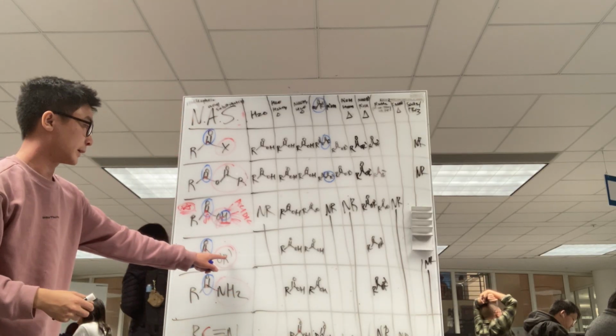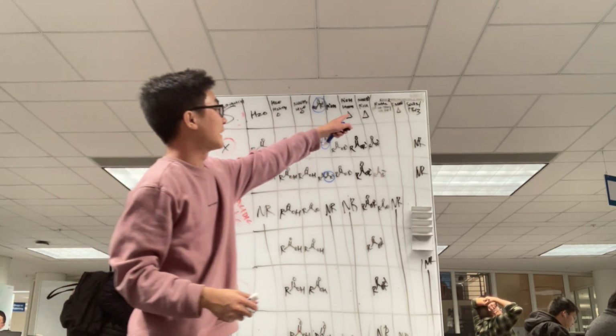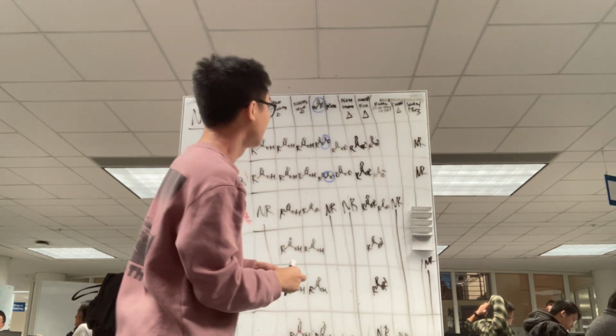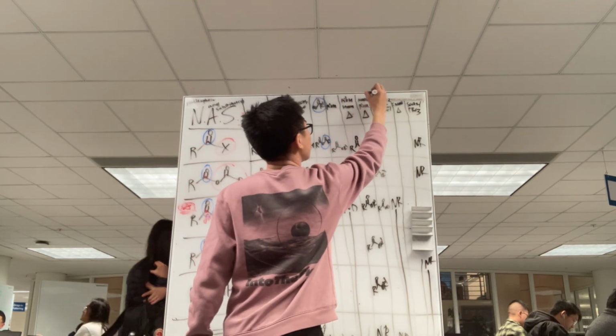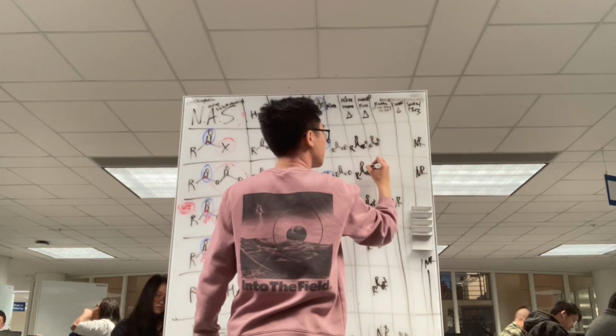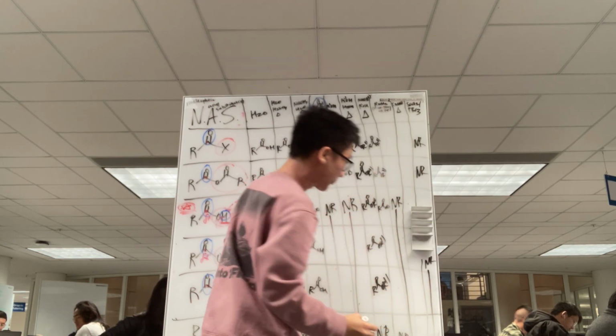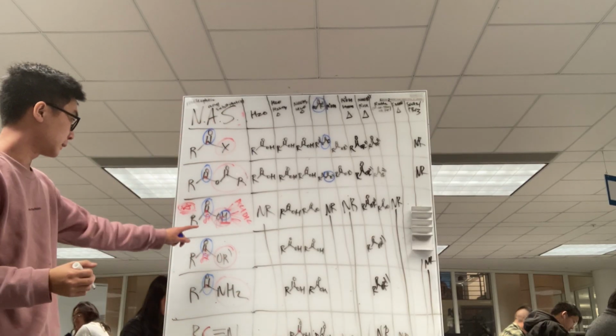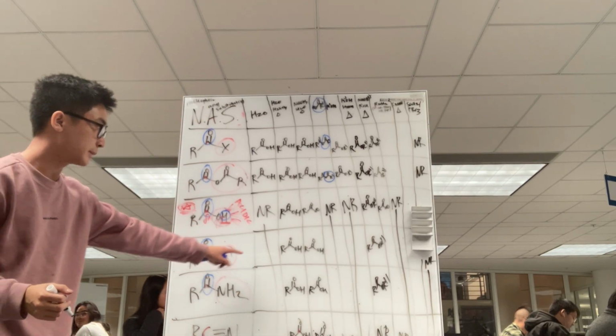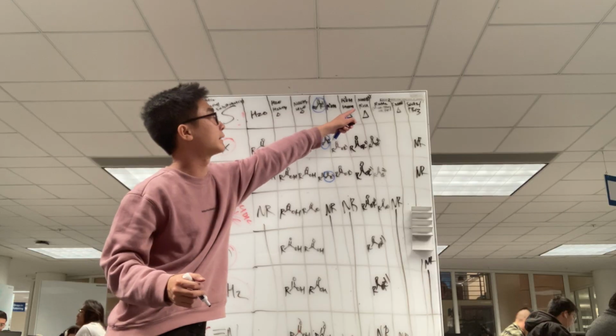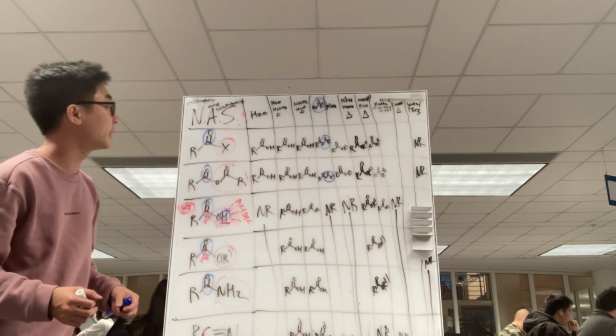Now, because this is an R prime, I'm going to say that for here I'm going to put R double prime, to make them different R groups. Okay? Because we see this is R prime, and this is R double prime because of that OR group right there.